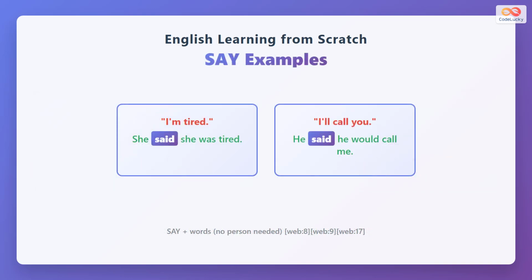For example, you can say, "I am tired." She said she was tired, or he said he would call me. Use say plus words or clauses without naming the person receiving the speech. This is common when reporting speech generally.